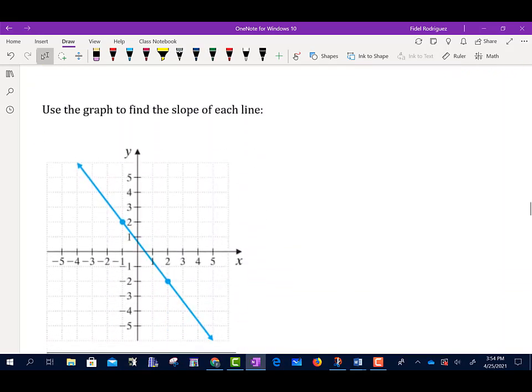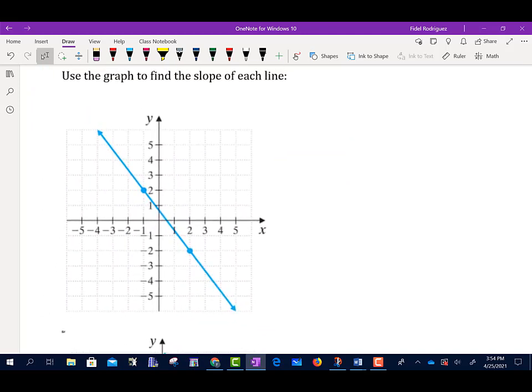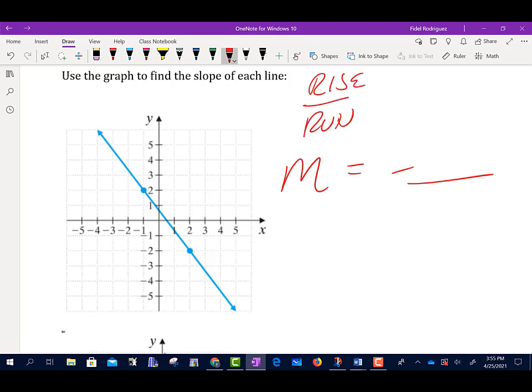So now we're going to do this same idea, and we're going to use the graph to answer some of these questions, okay? It says, use the graph to find the slope of the line. The first thing I notice is my line is coming down, so I know it's got to be negative, okay? And all I'm going to do, y'all, is count. Remember, we said the slope was the rise over the run.